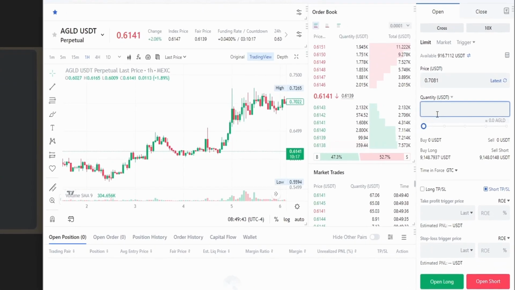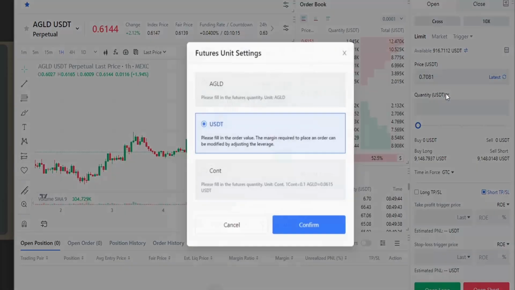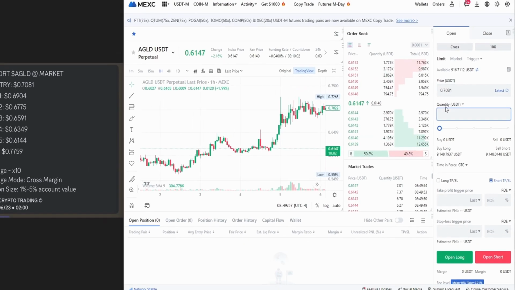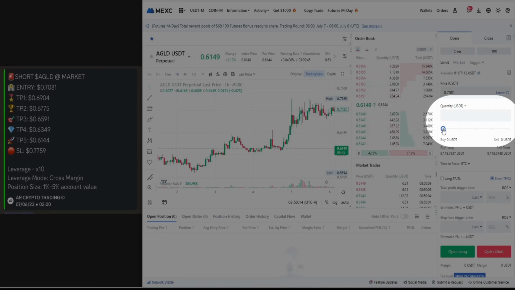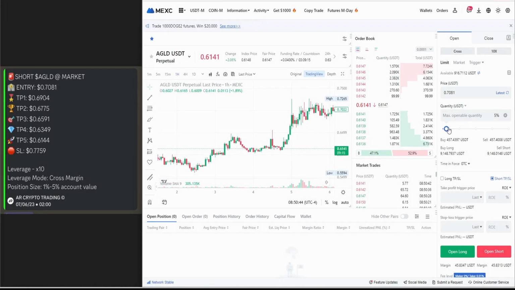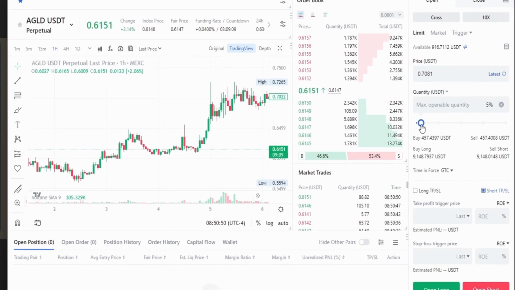The quantity means my position size. So I can choose to look at these units based on the cryptocurrency, based on the USDT, the value, or based on the contracts. To keep it simple, guys, just stick to USDT. Hit confirm. Make sure that this is selected. So over here, you're going to select the position size. So based on proper risk management rules, we don't want to go above 5%, right? We don't want to put more than that at risk. And also our analyst is saying 1 to 5%. So that's what we're going to do right over here as an example.